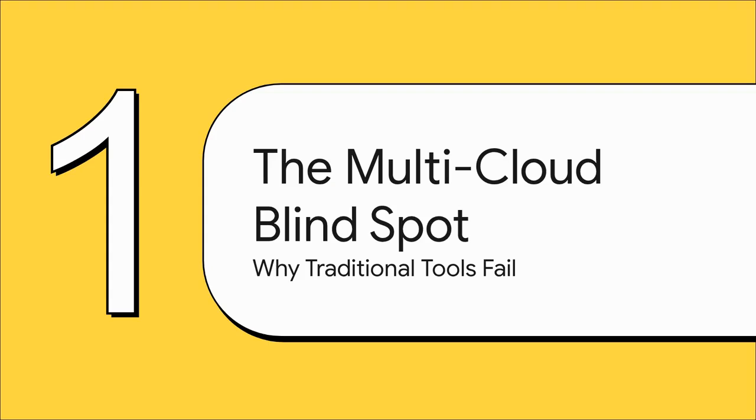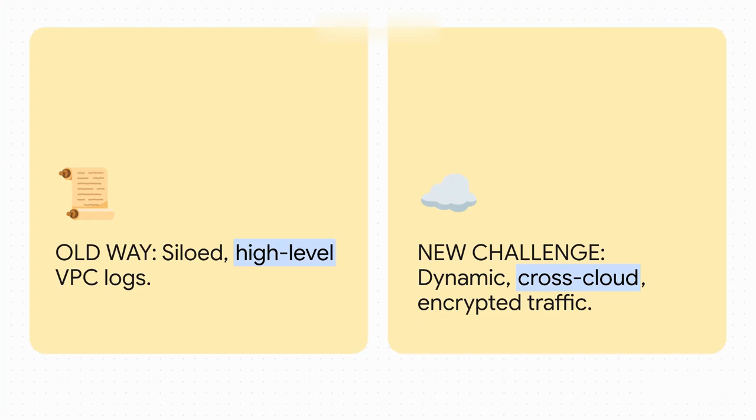Let's formally define this problem. Why are the tools we've been relying on for years suddenly just not cutting it anymore in this new, distributed, multi-cloud world? The old way, we had things like VPC flow logs. And they were useful, for sure, but they were always stuck inside a single cloud. And a lot of the time, they were sampled, which means you were only getting a piece of the picture. But the challenge now, it's a whole different ballgame. We've got containers popping up and disappearing, traffic hopping between different VPCs and clouds, and pretty much everything is encrypted. Your traditional tools, well, they just can't keep up.